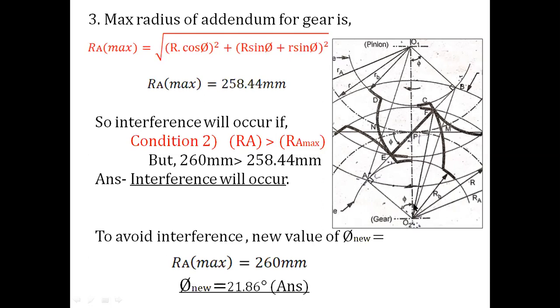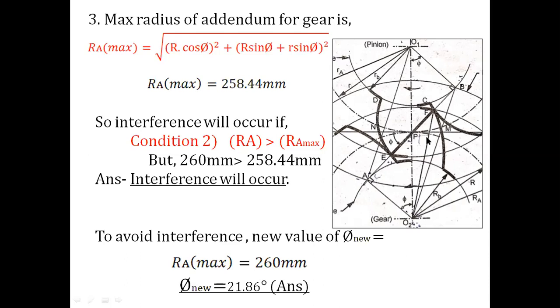In this triangle APO2, this angle is 90 degrees and this angle is phi. As per the trigonometry rule, this length is capital R, and I have to find AO2. Cos of phi is equal to the adjacent side divided by the hypotenuse. So O2A will become R cos phi. Now I have to find AB.